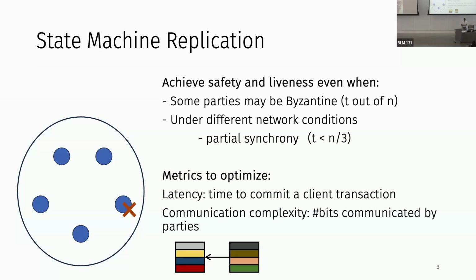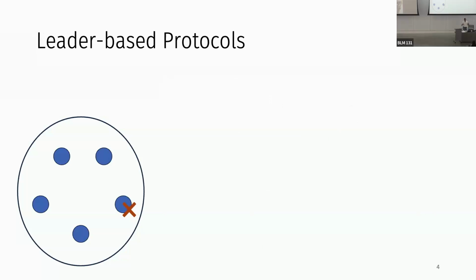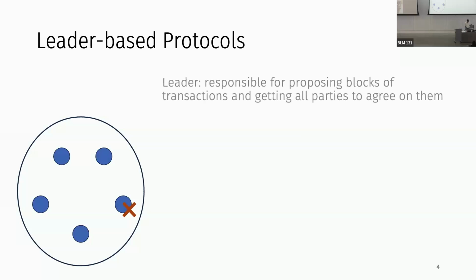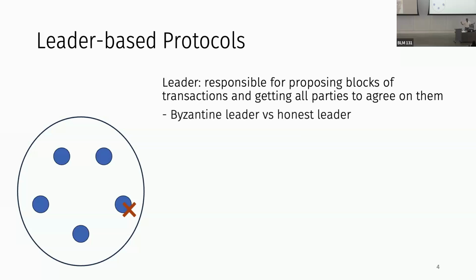And if you go back to the literature and look at the protocols, you would find that many of these protocols follow, roughly speaking, the phase king paradigm, where there is a designated party called the leader, and the leader is responsible for proposing blocks of transactions and getting all parties to agree on them. Okay? If the leader is malicious, of course, you cannot expect progress. But if the leader is honest and if the network is good, then you expect progress as well as safety.